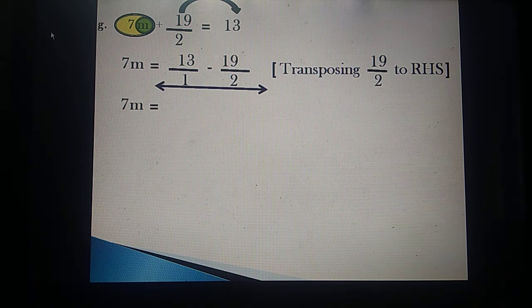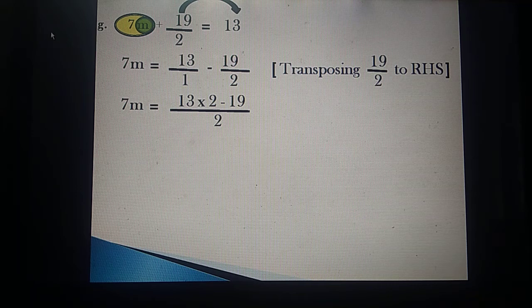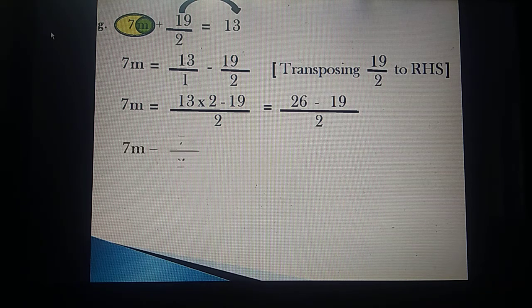So, when the denominator is 2, you will see the change in the first fraction. The numerator you are supposed to multiply by 2. So, we will get it as (13 into 2 minus 19) whole by 2. Now solve it. We will get (26 minus 19) upon 2. Finally, you will get 7 upon 2.